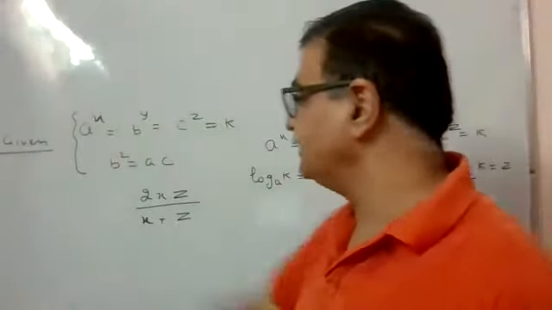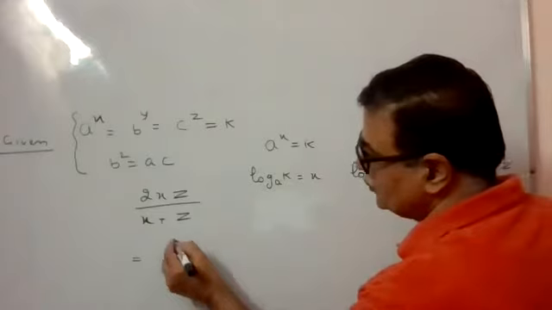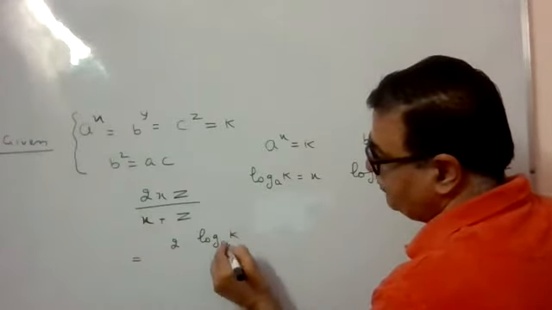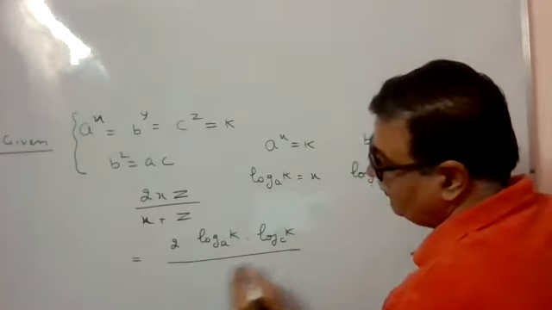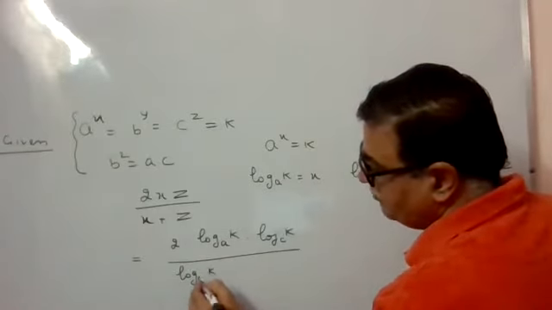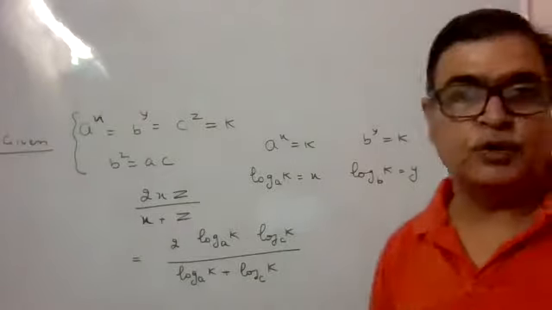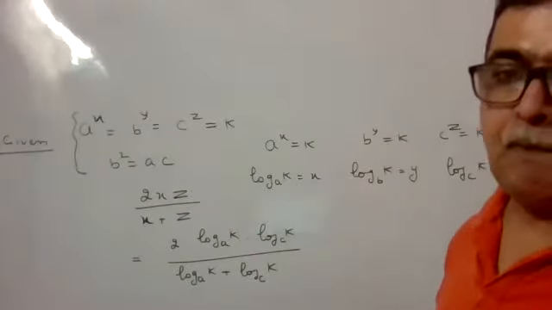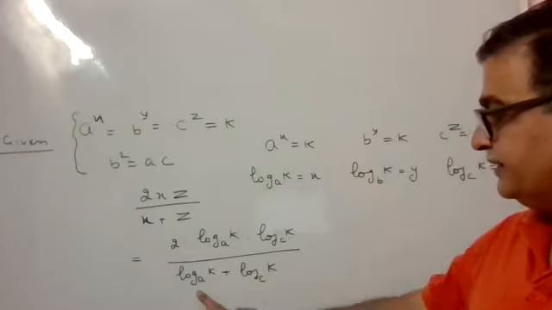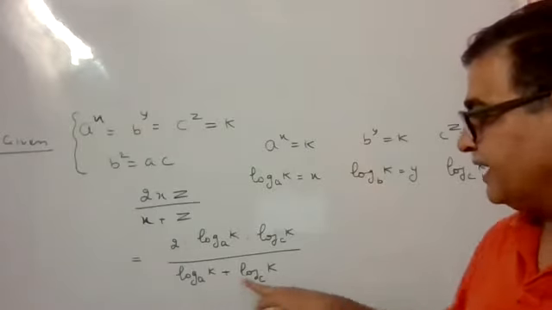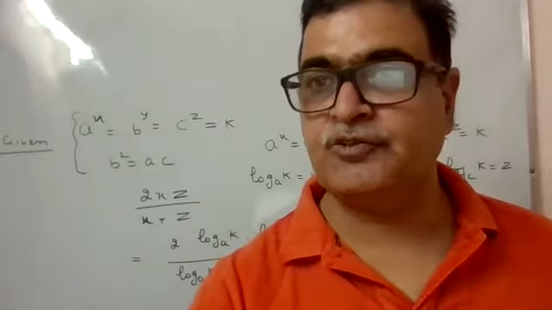And now I'll try to solve this side. So 2xz by x plus z, x value is with us. What is x value? This is 2 log of k base a into log of k base c whole divided by log of k base a plus log of k base c. Any doubt till here, please let me know. Clear? Now in this case, this can be log of k, but the base is a and c, so you can't combine it. In every part, you are finding that they are coming different.